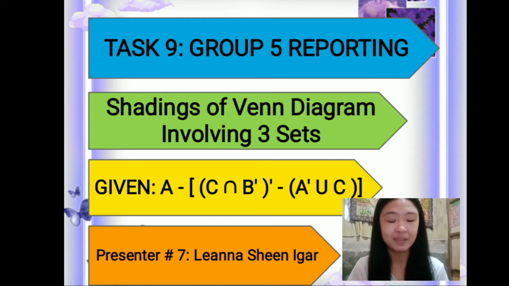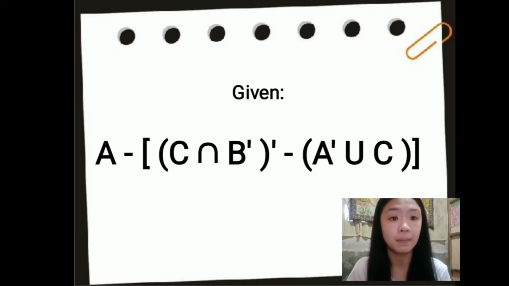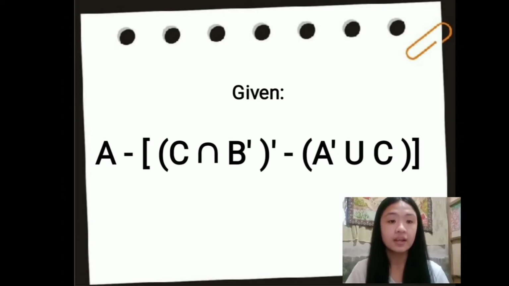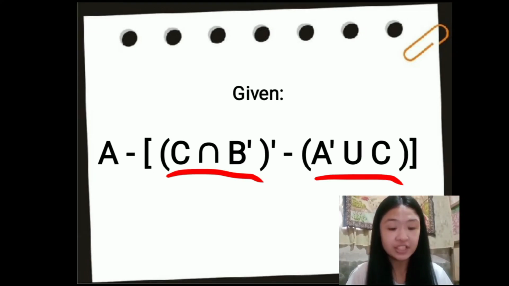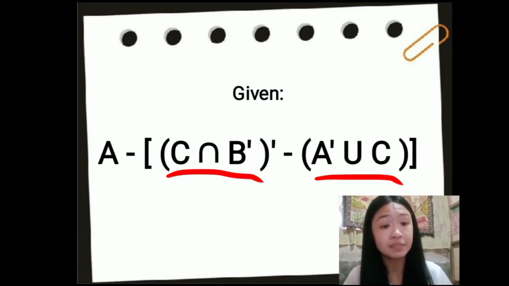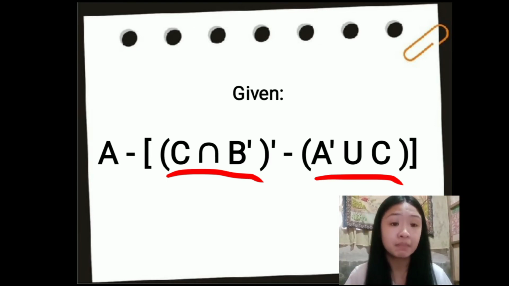Good day everyone, I am Leanna Igar, the last presenter of Group 5, and at this juncture I'll be discussing and presenting to you the shading of Venn diagram involving sets using the given problem above. So the given is A minus the complement of the intersection of C and B prime minus the union of A complement and C.